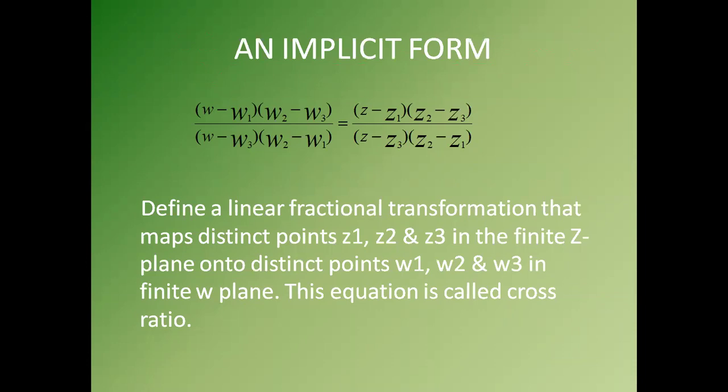That is (W minus W1)(W2 minus W3) divided by (W minus W3)(W2 minus W1), which is equal to (Z minus Z1)(Z2 minus Z3) divided by (Z minus Z3)(Z2 minus Z1). The numerator points are W, W1, W2 and W3, so all the points exist in the numerator. The denominator also has 4 points. So the Z plane corresponds to the W plane. This equation is called a cross ratio.